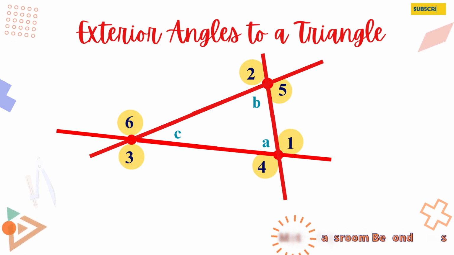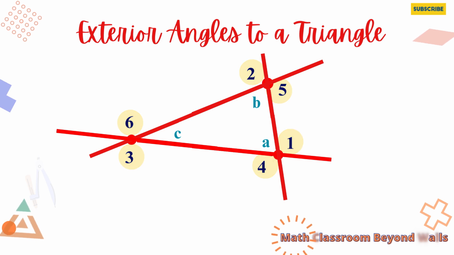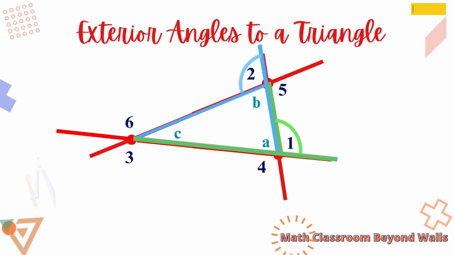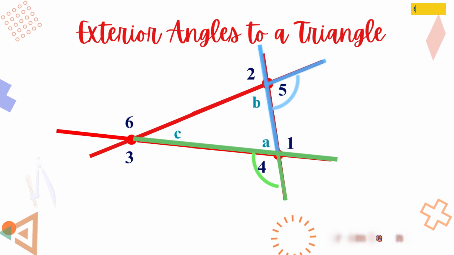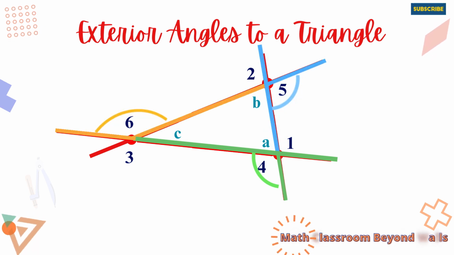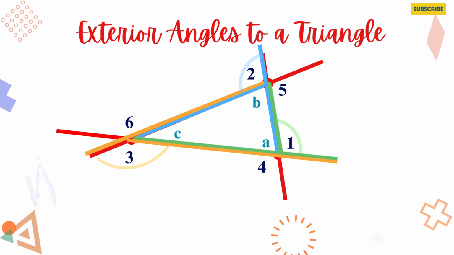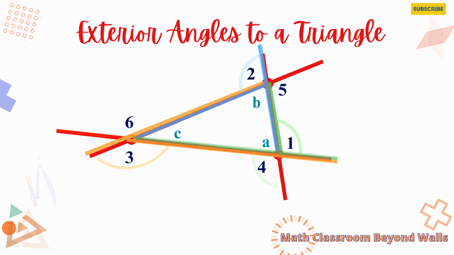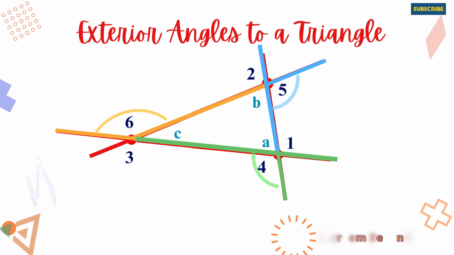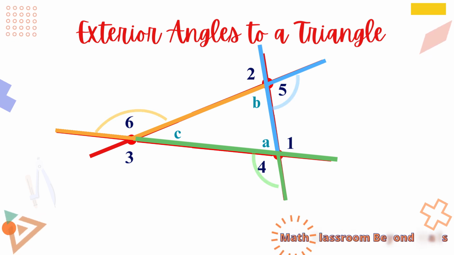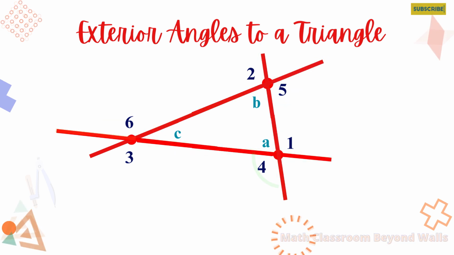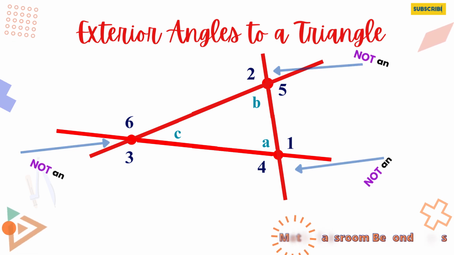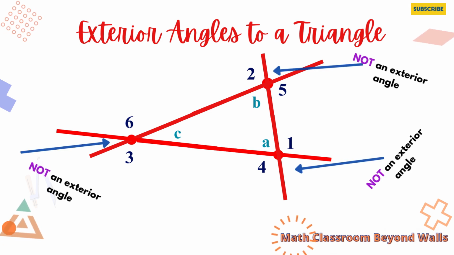So every triangle has 6 exterior angles, 2 at each vertex. Angles 1, 2, 3, 4, 5, and angle 6 are all exterior angles. You have to remember this, learners. Each exterior angle has a side of the triangle as one of its sides, and the other side is the extension of an adjacent side of the same triangle. Note that the angles that are vertical to the interior angles are not, I repeat, not exterior angles.